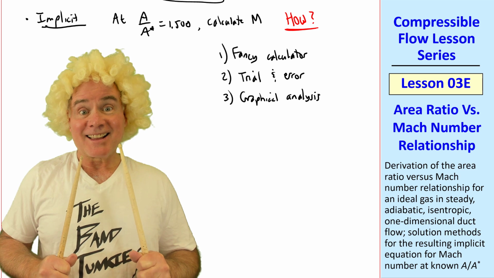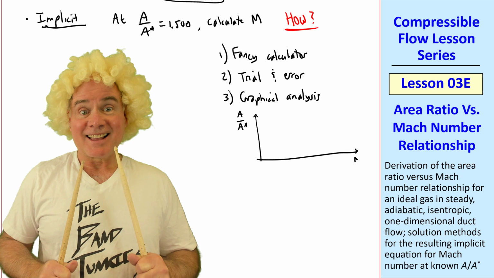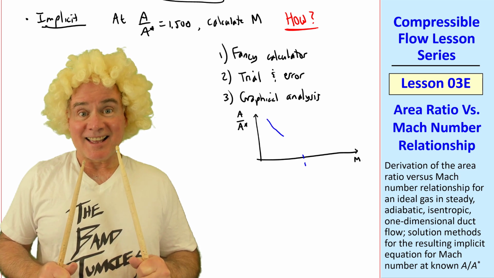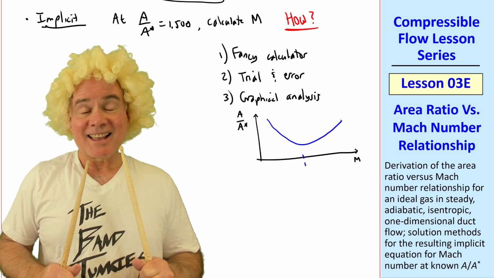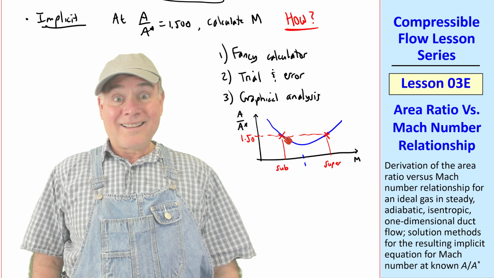Graphical analysis would work, BJ. You simply plot a over a star versus Mach number. If this is 1, you'll find that it has a minimum at 1 and then goes up again, and at a given value of a over a star, for example 1.50, you get two roots. One is subsonic and one is supersonic. Again, that works, but you'd have to have a lot of resolution on your plot to get at least 3 significant digits.